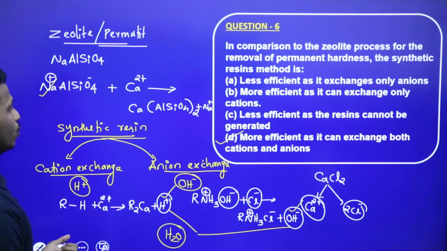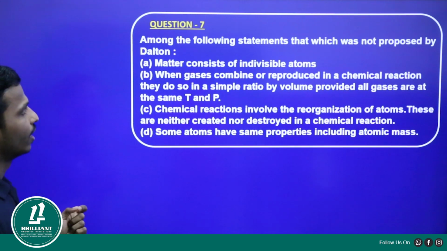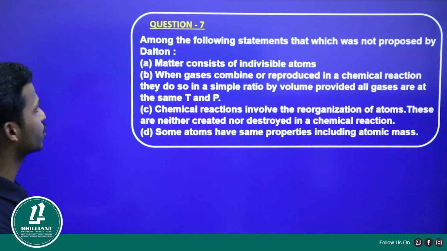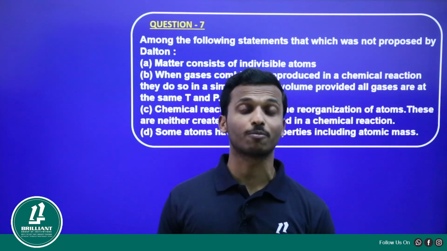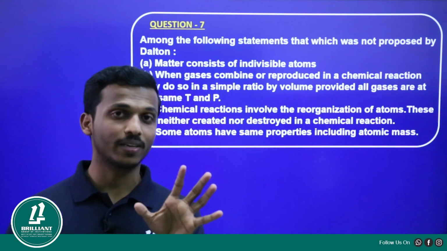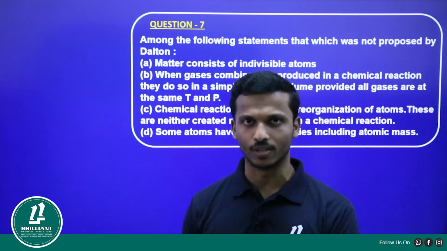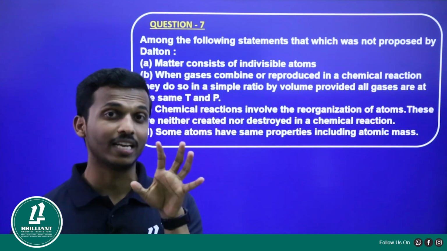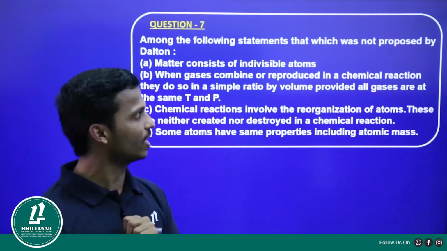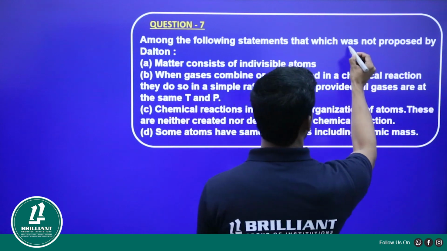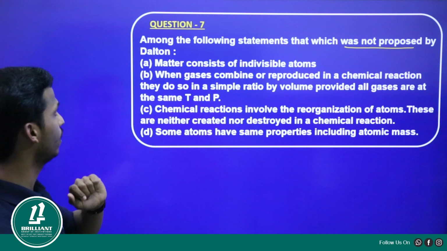Okay, right. So let's go to question number 7. Among the following statements, which was not proposed by Dalton? In your grade 11 chapter, Some Basic Concepts of Chemistry, you have studied Dalton's atomic theory. Mostly they give 4 postulates, right? Those who read the NCERT textbook thoroughly can easily understand the concept. Dalton's atomic theory has 4 postulates. The question here is which was not proposed by Dalton. Let's see the first one.